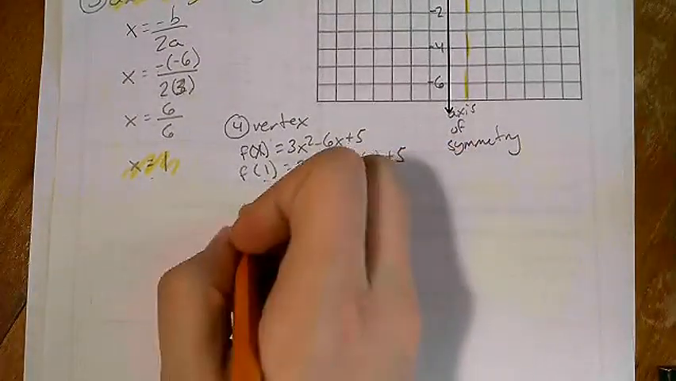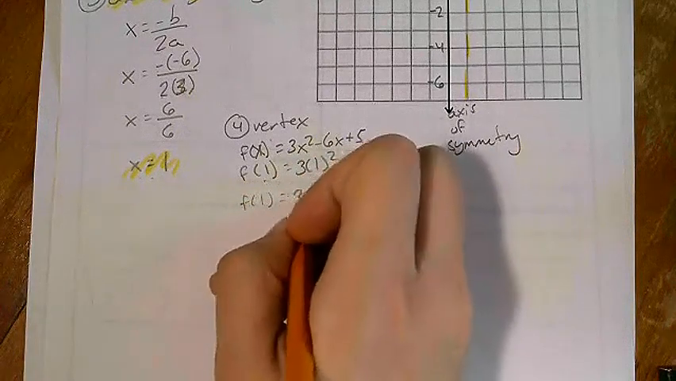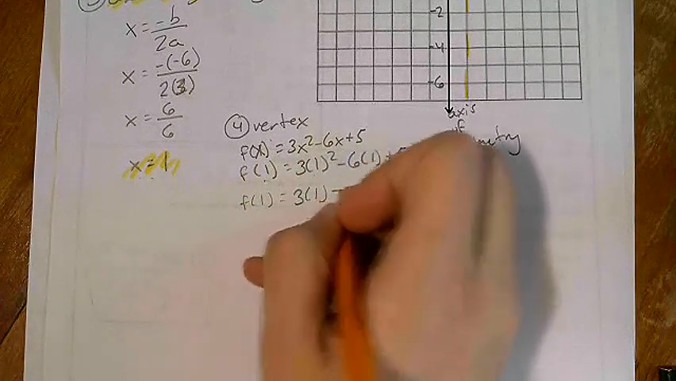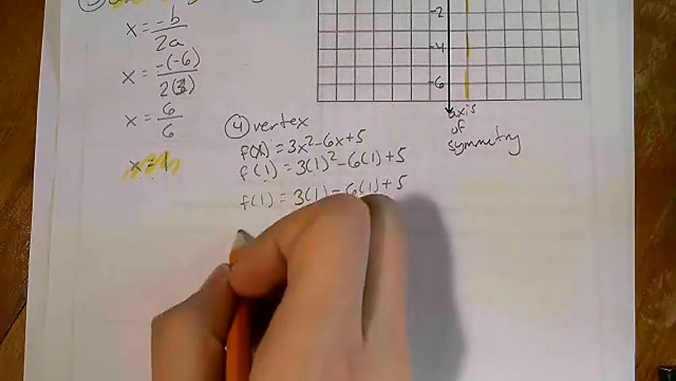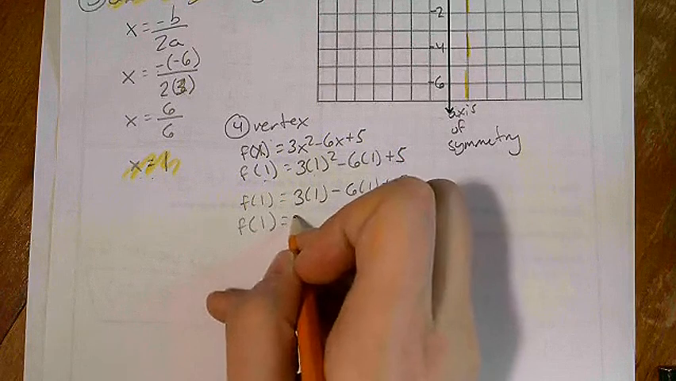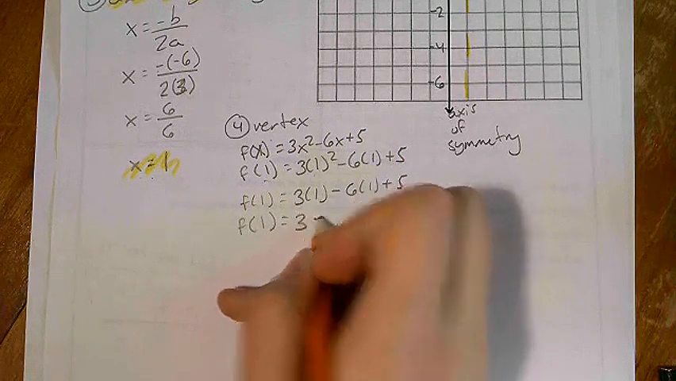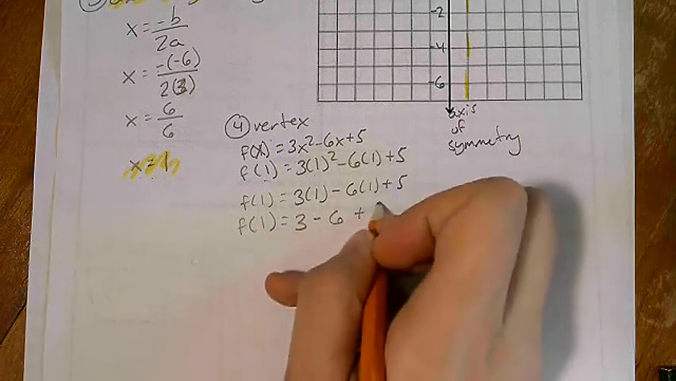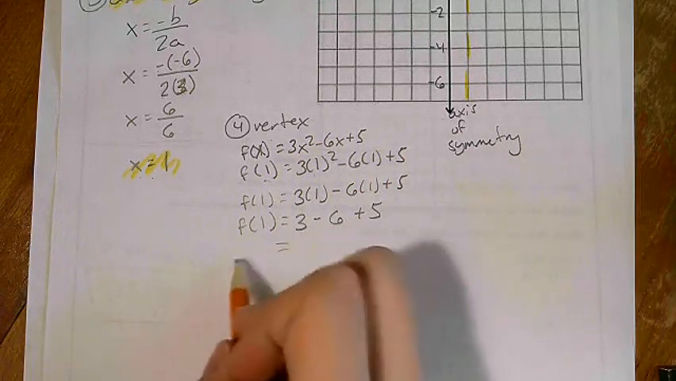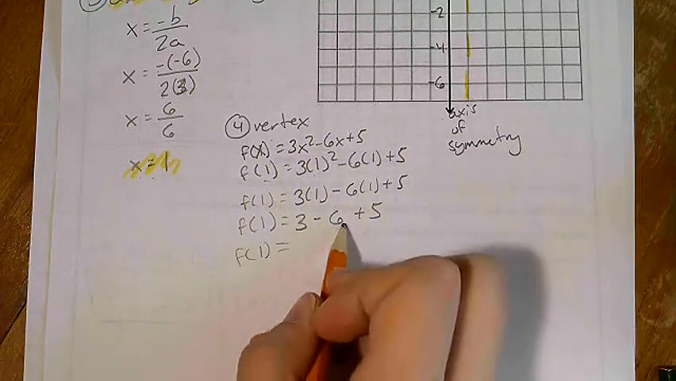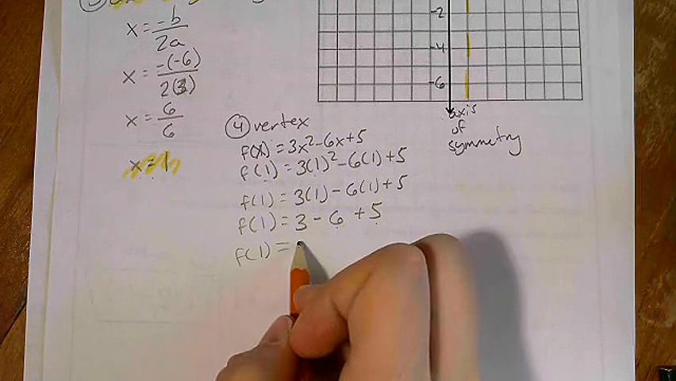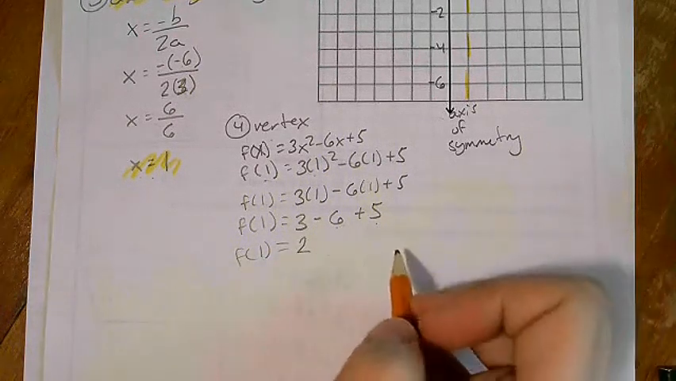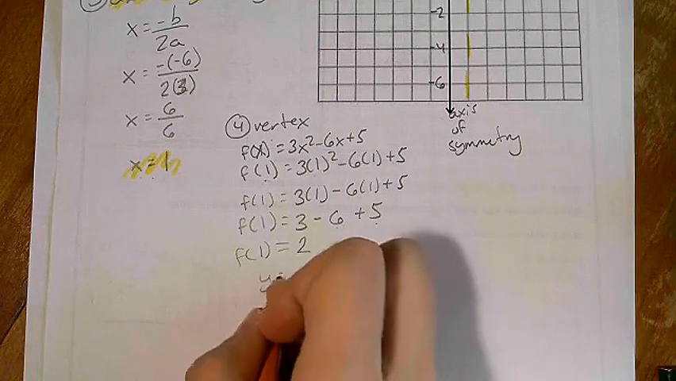So start with your exponents first. f of 1 equals 3 times 1 squared is 1, minus 6 times 1 plus 5. Remember your PEMDAS. f of 1 equals 3 times 1 is 3, minus 6 times 1 is 6, plus 5. Well, now we have 3 minus 6, which is negative 3. Negative 3 plus 5 is a positive 2. So another way of saying that would be that y equals 2.